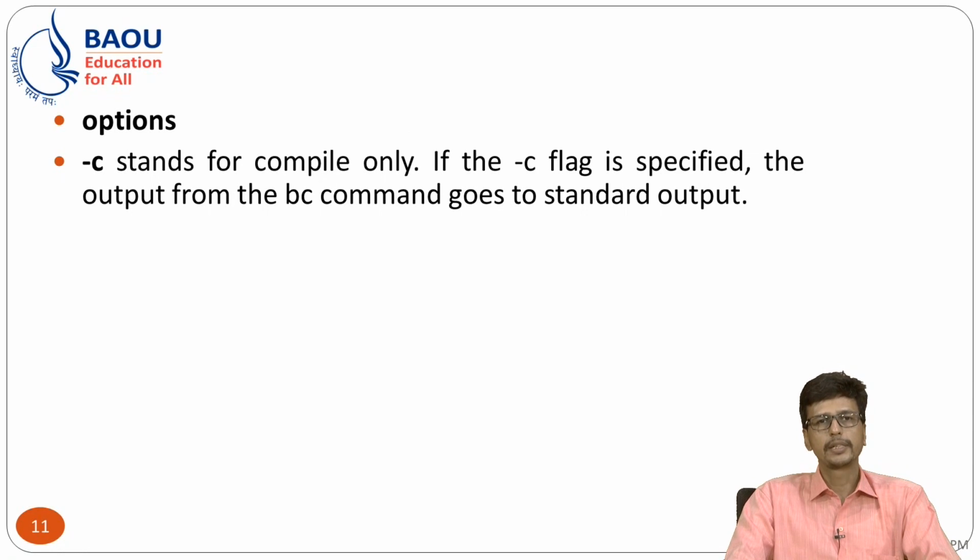Whenever you are executing this BC command and the C flag is specified, the output from the BC command goes to the standard output. Standard output is nothing but your terminal. So whenever you are using this BC command, your output should be displayed on the terminal.